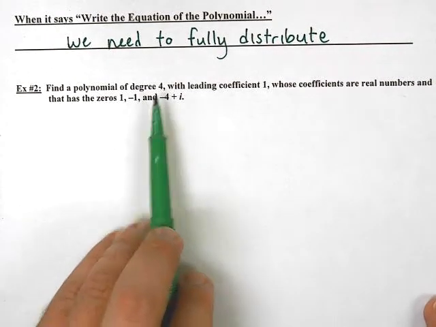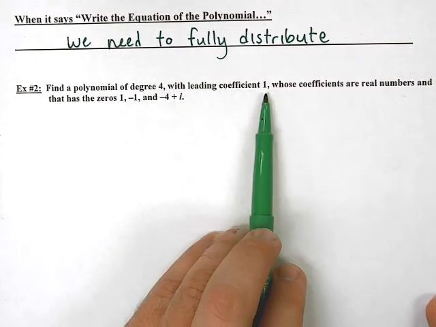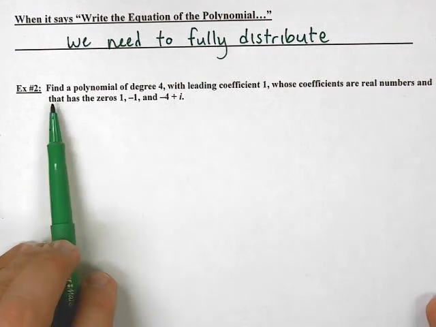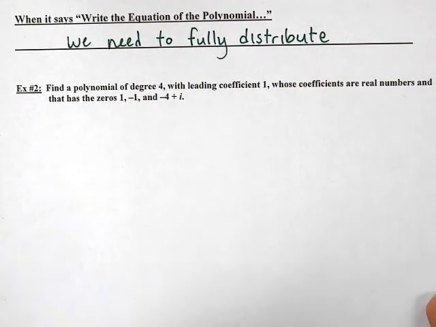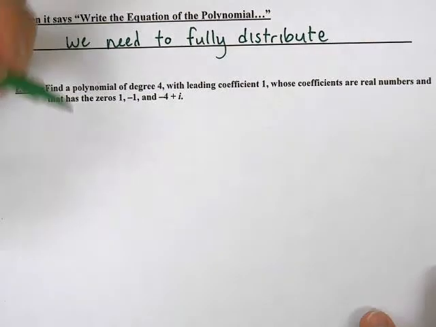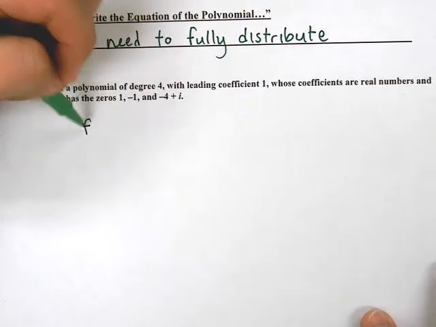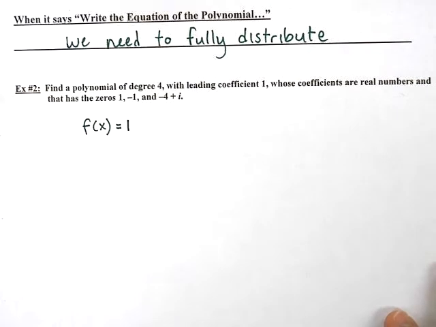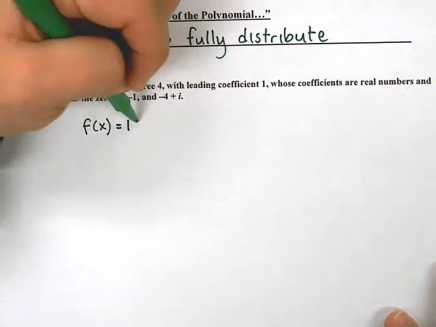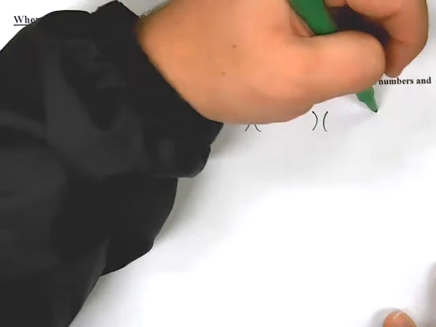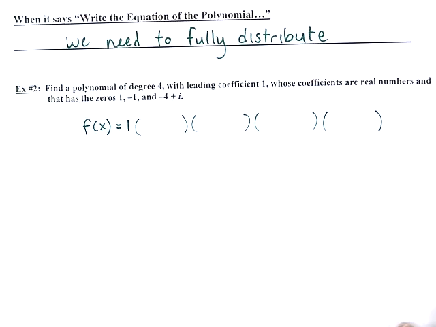Find a polynomial of degree 4, leading coefficient 1. Coefficients are real numbers, and then we have 3 zeros. This is good. All right? We're on the right track. Let's see what's going on here. So I'm going to write everything that I can to start. I know that I have a function. I know the leading coefficient is 1. I know the degree is 4, so I need 1, 2, 3, 4 sets of parentheses.